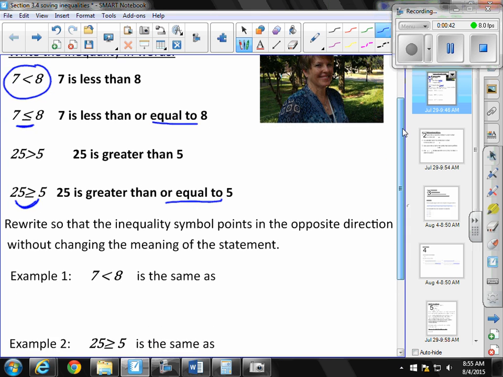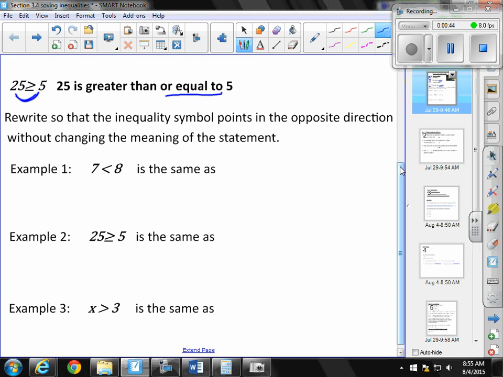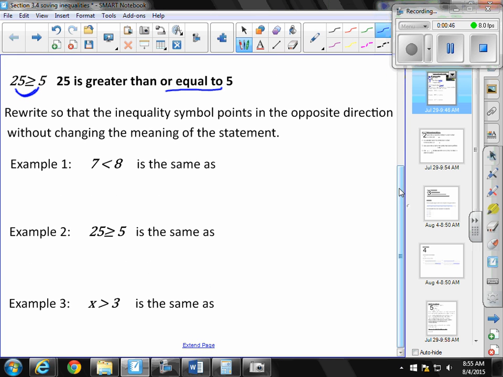In the next few examples, we're going to rewrite the inequality, changing the direction of the symbol, but without changing the meaning of the statement. 7 is less than 8 has the same meaning as 8 is greater than 7. Notice we flipped the entire inequality around. This time, instead of starting with 7, we ended with 7, and the inequality sign is always kind of pointing in the same direction. Notice if you were to put a little line in it, it would look like an arrow pointing towards the 7.